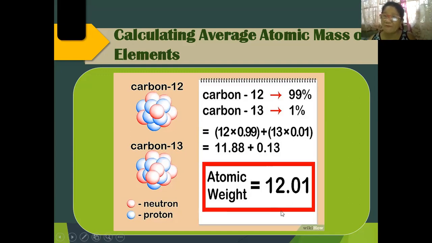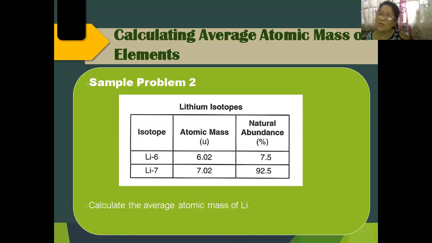So how are we going to get the average atomic mass of this carbon isotope? You get the atomic mass, which is 12. Then look into the percentage abundance. Percentage abundance is 99. Divide it by 100, therefore it's 0.99. Multiply that, and the result is 11.88. For carbon 13, the atomic mass is 13. And what is the percentage abundance? It's 1 divided by 100, which is 0.01. Add it up. Therefore, the atomic weight is 12.01. That is now the average atomic weight of carbon having 2 isotopes. This will be your assignment.